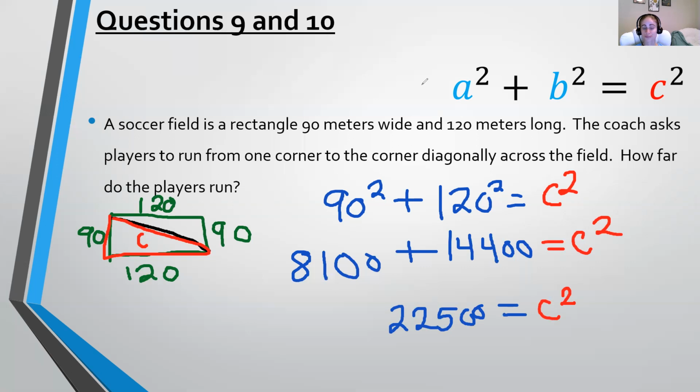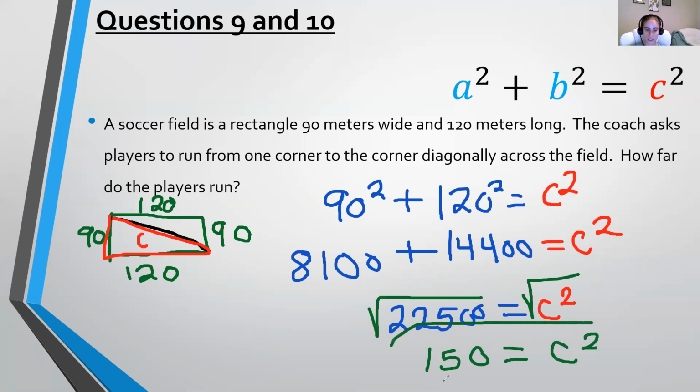What do we need to do? The inverse of a square is a square root. Take the square root of both sides. So I'm turning my calculator sideways. 22,500. The square root of that is 150. So that means the players ran, because it wanted to know how far the players run, they had to run 150 meters.